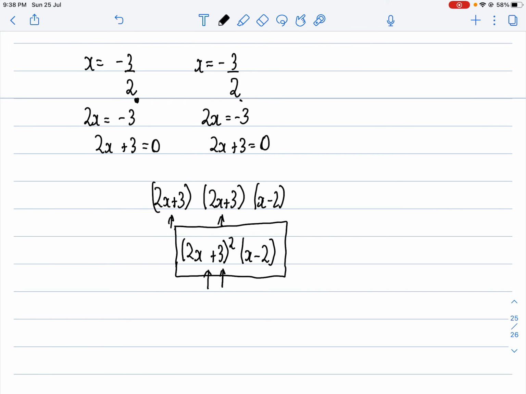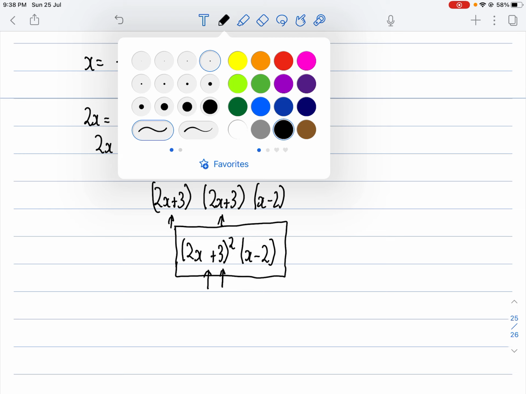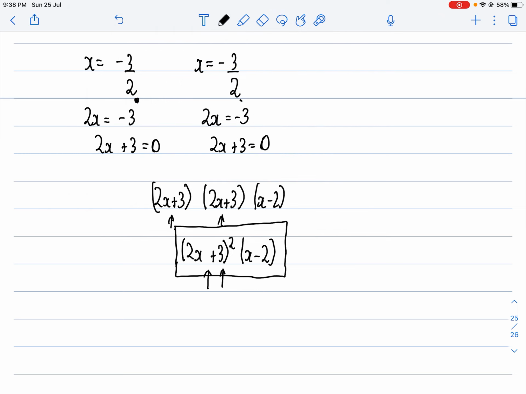So this was basically the concept of factorization, and with this we come to the end of the chapter of modulus and polynomials.